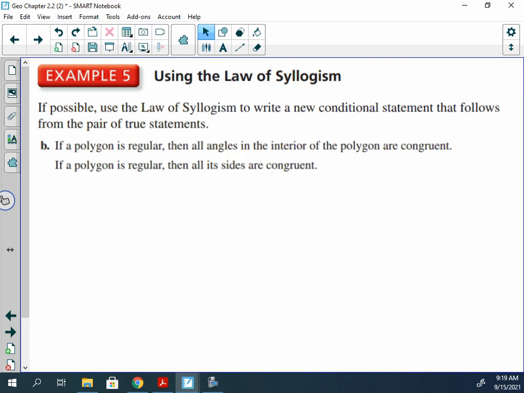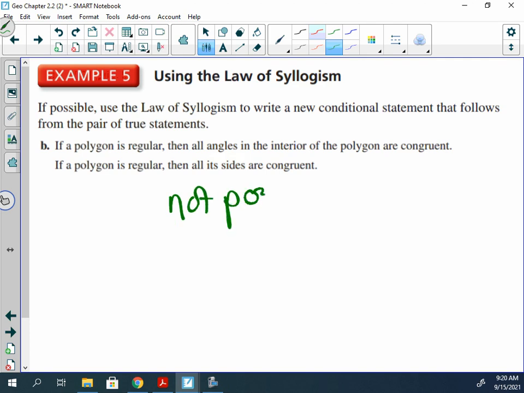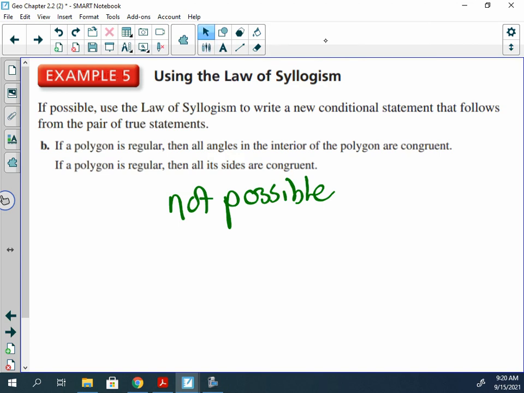Well, yes. Because if a polygon is regular, then all its interior angles are congruent. If a polygon is regular, then all of its sides are congruent. Those are two true statements, but we can't actually say anything from it. It's not possible. Both statements are true, but I can't use this property to make a new conditional statement.